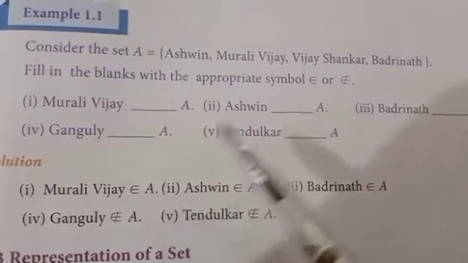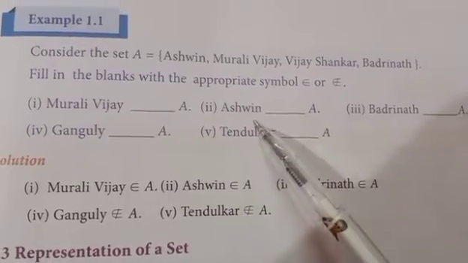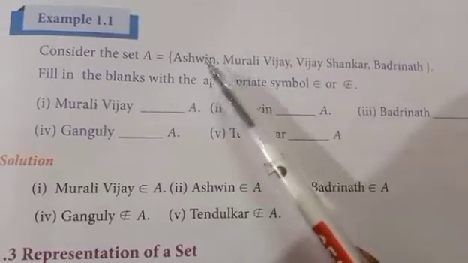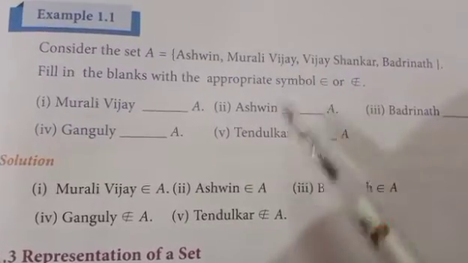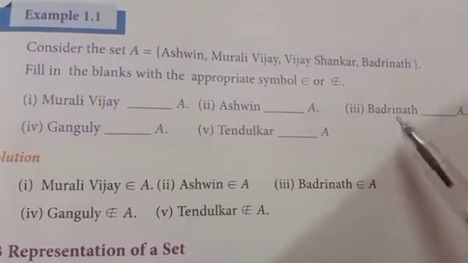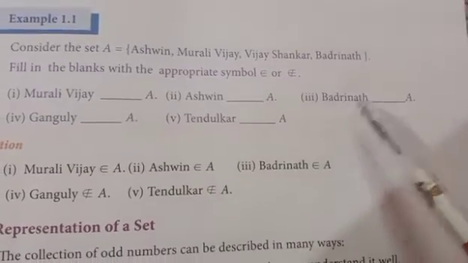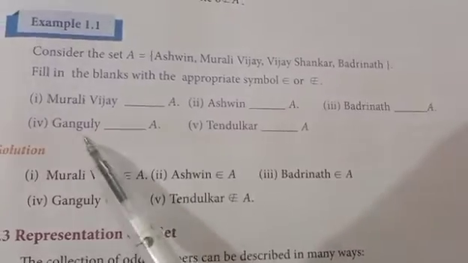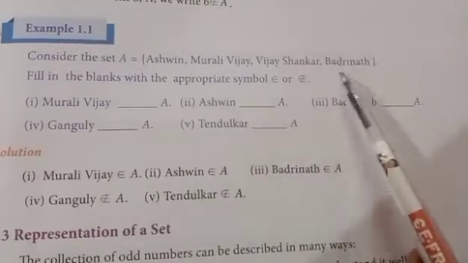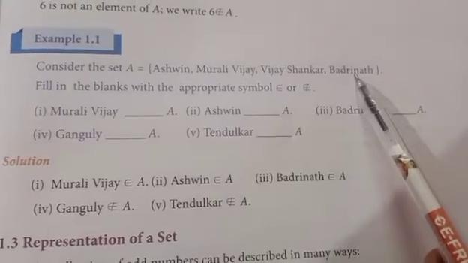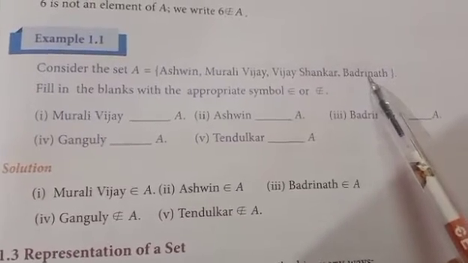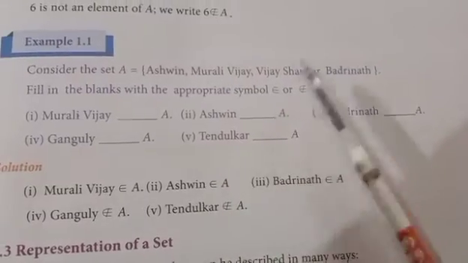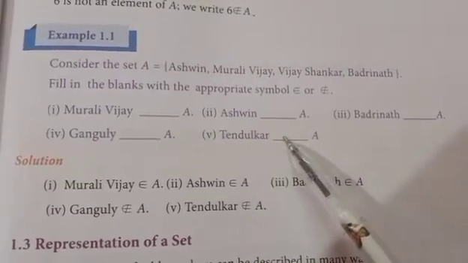Murali Vijay's name lies in this set A, so belongs to. Next, Aswin. Aswin's name is here in this set. Check here. Yes, so belongs to A. Next, Badrinath. Badrinath's name lies in this set. Yes, so it is belongs to. Next, Ganguly. Check here. No. Ganguly's name is not inside the set A, so it is not belongs to. Tendulkar's name is here? No. So it is not belongs to.